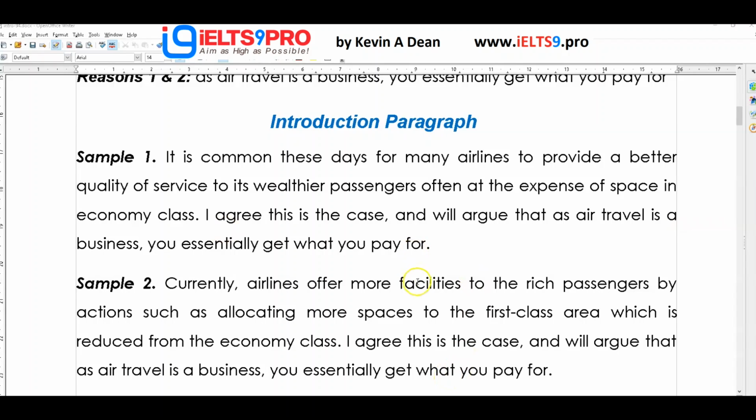Okay. It's common these days for many airlines to provide a better quality of service to its wealthy passengers, often at the expense of space in economy class. Sample 2. Currently, it's common these days, airlines offer more facilities to the rich or richer passengers by actions such as allocating more spaces to the first class area, reduced from the economy class. So basically, you've got sentence 1 there for both samples saying the same thing in paraphrase. Sentence 2 is identical because, yeah, I say, yep, that is true because it's a business. You get what you pay for, like it or not.